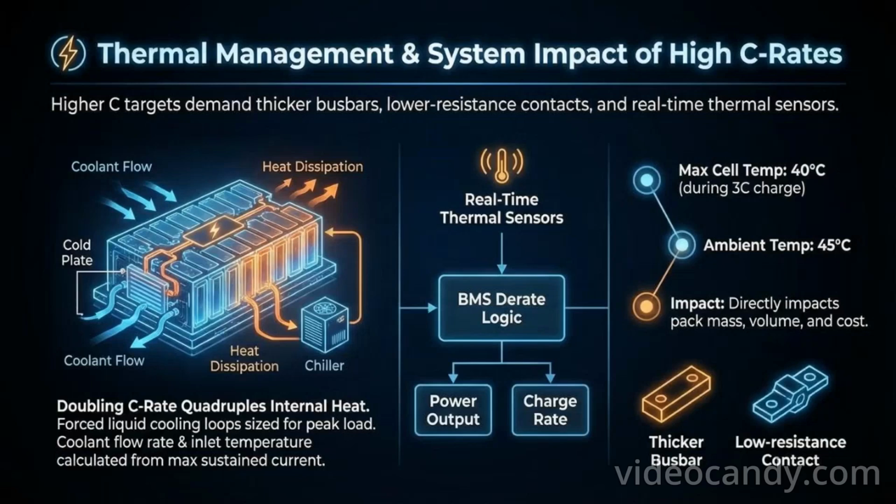Doubling C-rate quadruples internal heat, forcing liquid cooling loops, cold plates and chillers sized for peak load. Coolant flow rate, inlet temperature and cell spacing are calculated from maximum sustained current, ensuring no cell exceeds 40 degrees Celsius during a 3C charge in 45 degrees Celsius ambient. Higher C targets also demand thicker bus bars, lower resistance contacts, and real-time thermal sensors that feed back into BMS derate logic, directly impacting pack mass, volume, and cost.